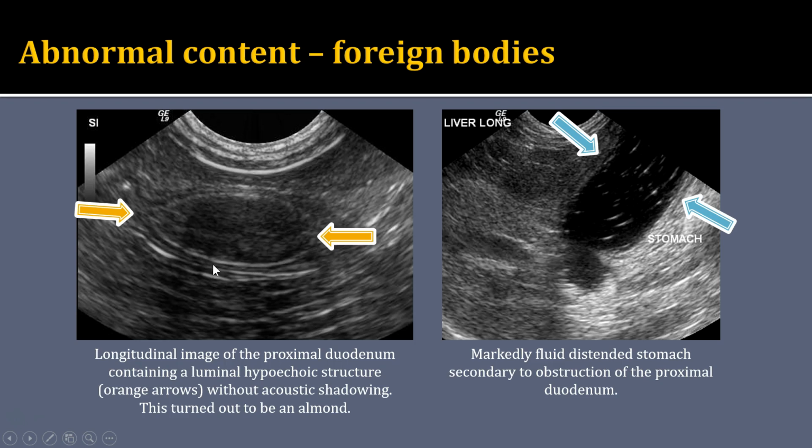Notice there really is no shadowing associated with it, maybe just a little bit of edge shadowing off that round part. Here is the wall on the deep side and the wall on the superficial side. So this is a foreign body that doesn't shadow and isn't hyperechoic. And then proximally, the stomach is quite distended as well as the very proximal duodenum. This is the level of the pylorus.